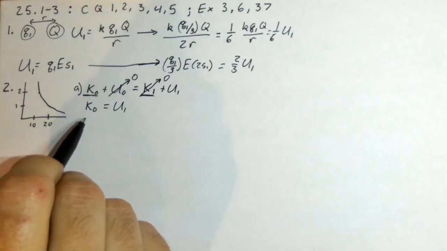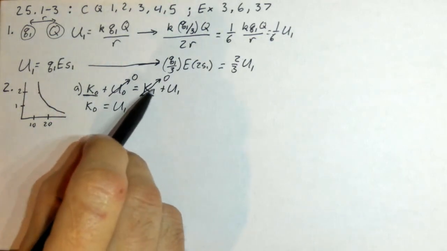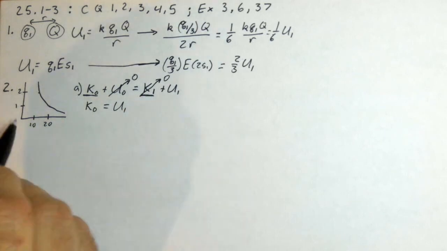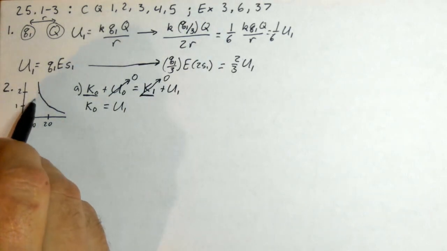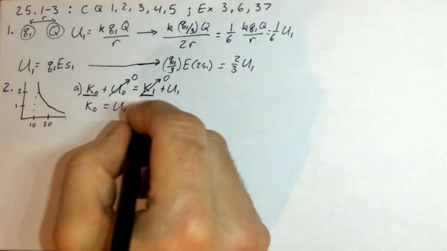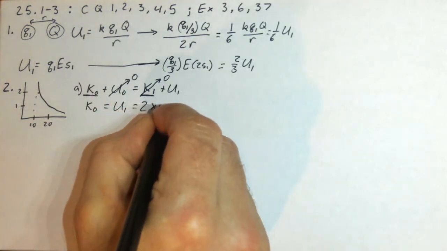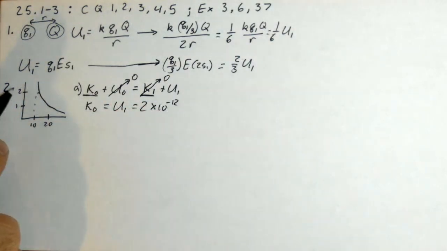So now I just have to read this off the graph. My final state was at 10 femtometers, so that's right up there, which is a value of 2 times 10 to the negative 12. Remember, these are in units of 10 to the negative 12 joules. So my initial kinetic energy is 2 times 10 to the negative 12 joules, just by conservation of energy.